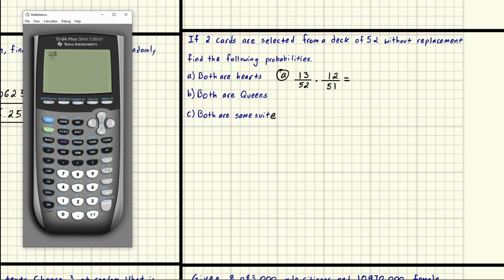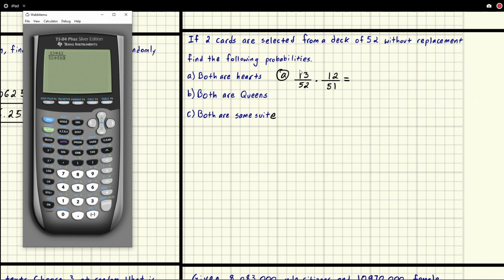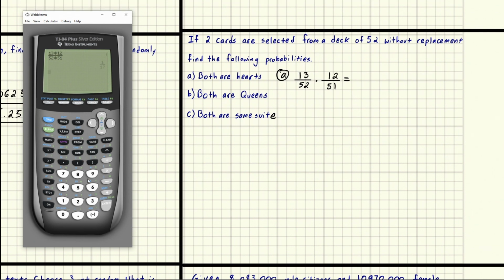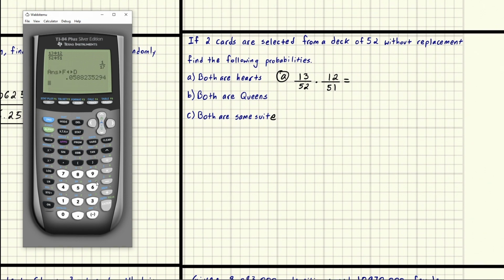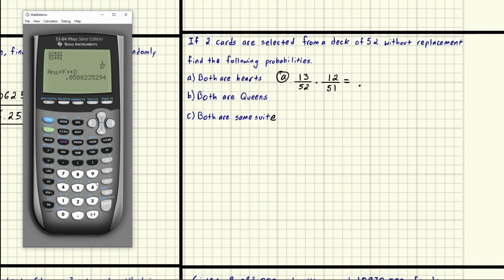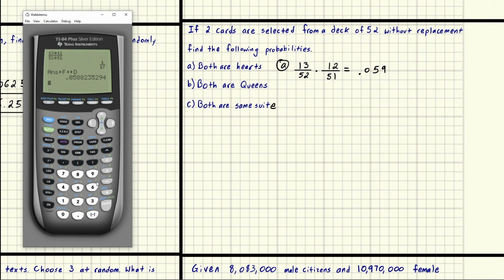So we're going to have 13 times 12. If you've got a calculator that can do fractions, you can just multiply everything straight across. If you don't, you're going to have to type them individually and then multiply. And we get out 1 over 17. I'm going to convert this to a decimal. And you should get 0.059. Pretty handy.